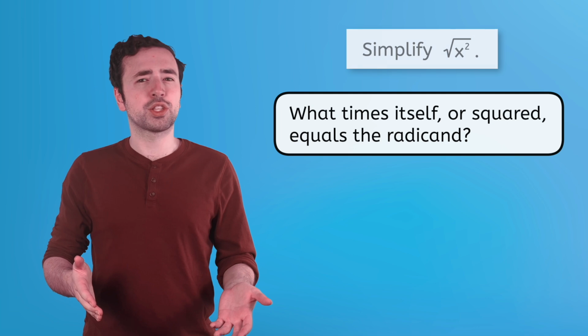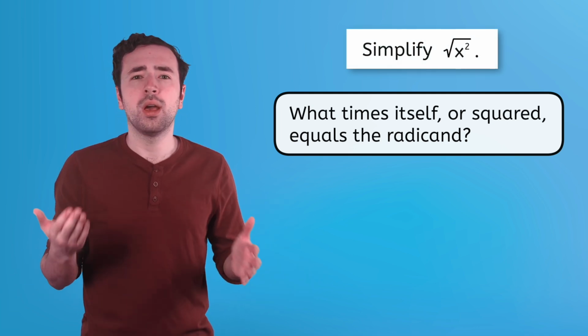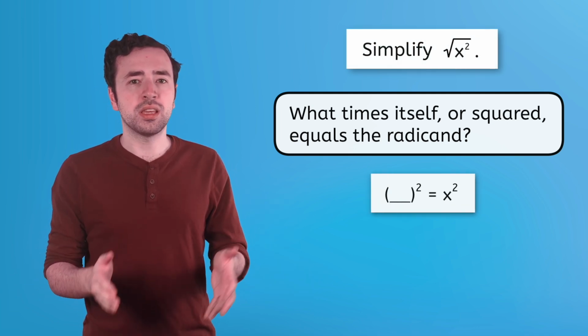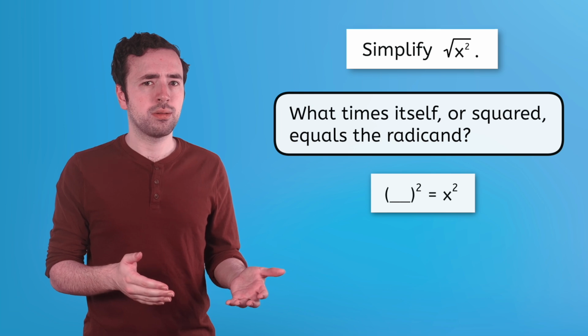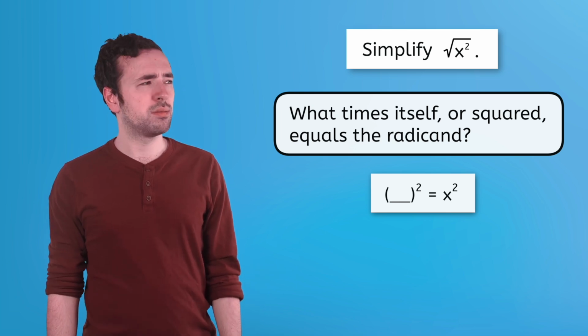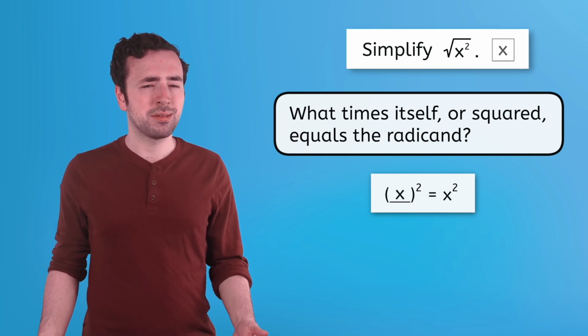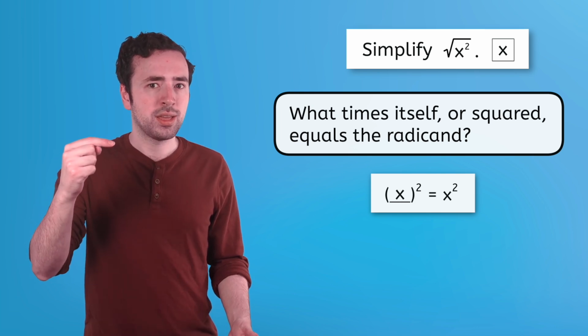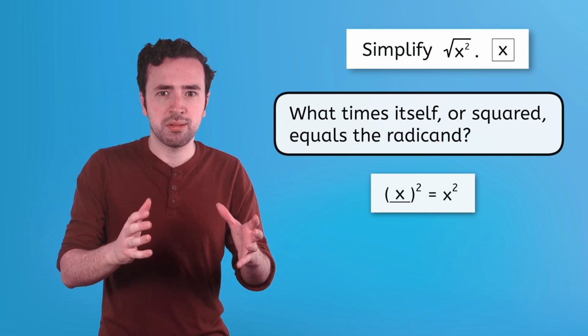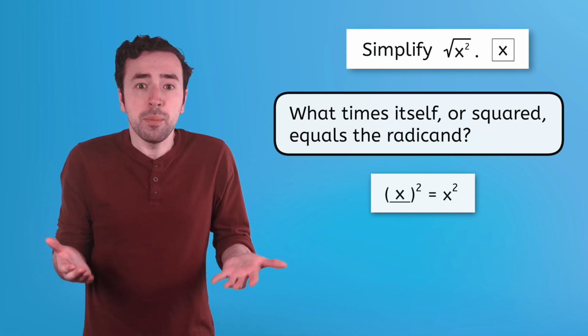Let's try simplifying the square root of x squared. What squared equals x squared? Well, isn't it just x? X squared equals x squared. It sounds kind of silly when you say it like that, but it's true.